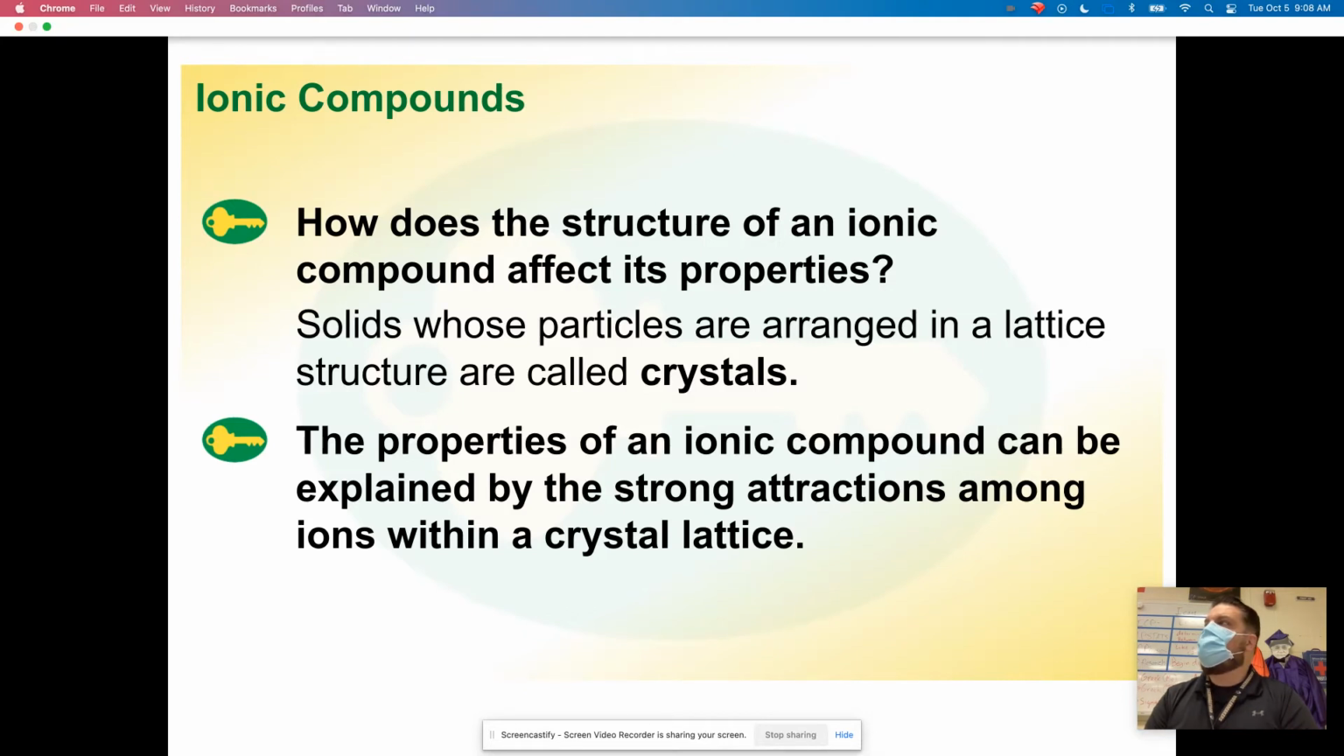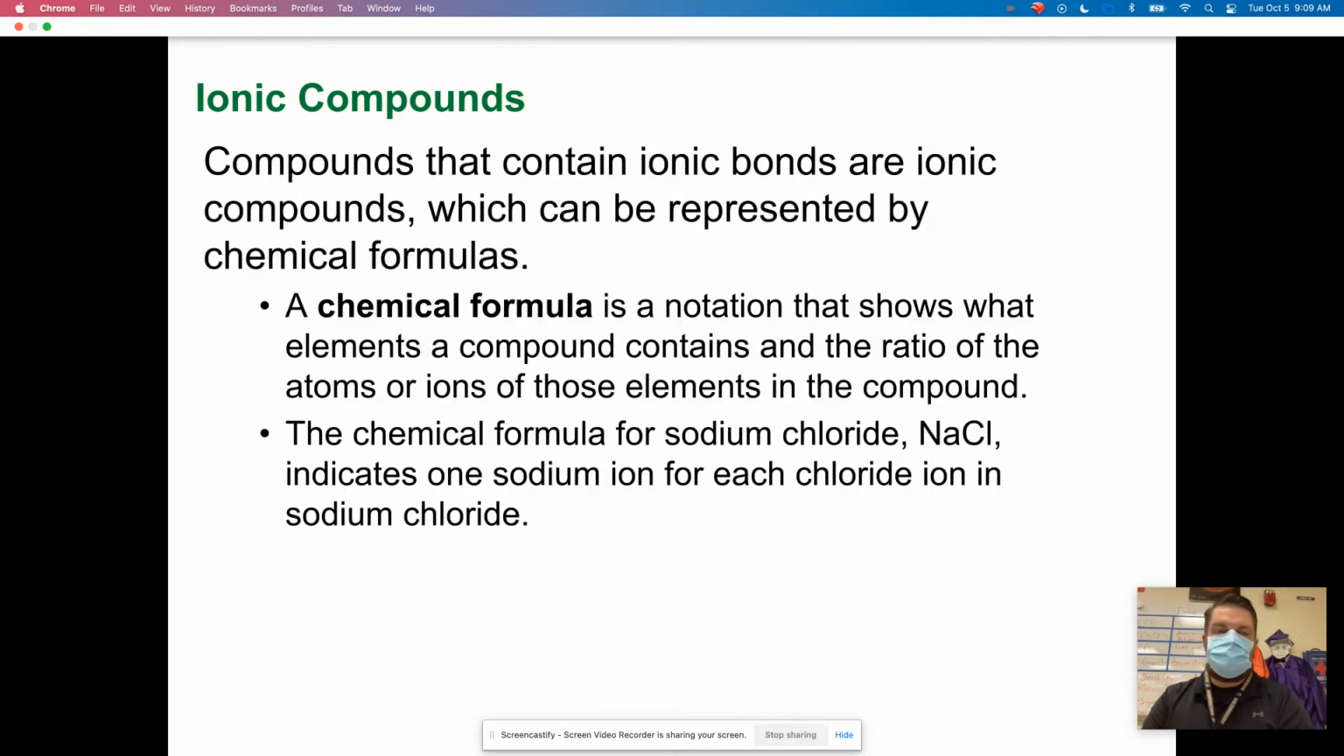So these electrons are in certain parts, and the molecules will form bonds based on the location of the valence electrons and the charges in a very structured way. Well, not always structured, but we call those crystals. The properties of an ionic compound can be explained by the strong attractions, though, among the ions within the crystal lattice.